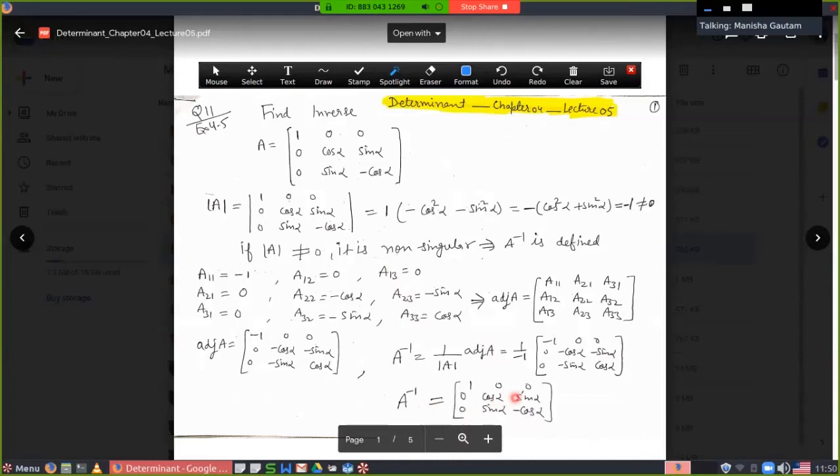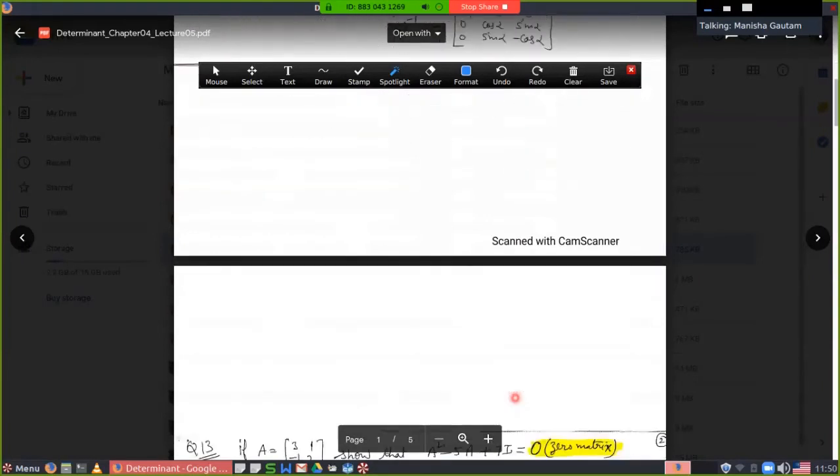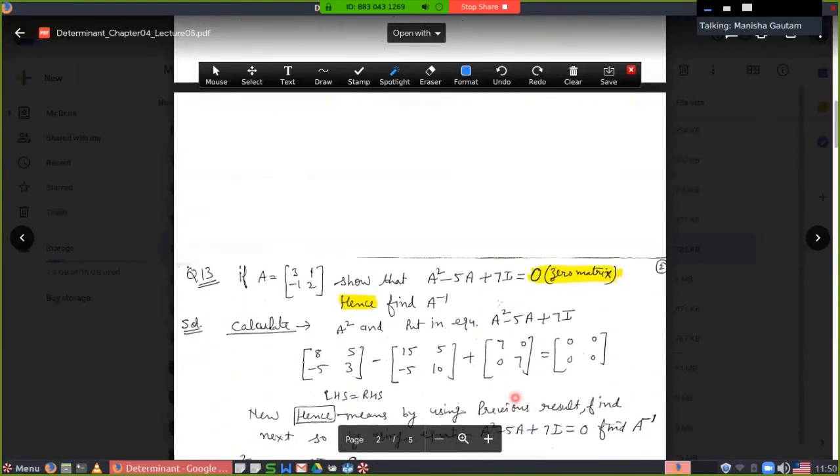given matrix. As you know, we have already studied in the matrix chapter how to find the inverse by using the elementary transformation method. That was one way to get the inverse. This is the second way. The third way to get the inverse is by using equations. Here we will use an equation to find the inverse. Question number 13 of exercise 4.4 in this chapter, you can do it.